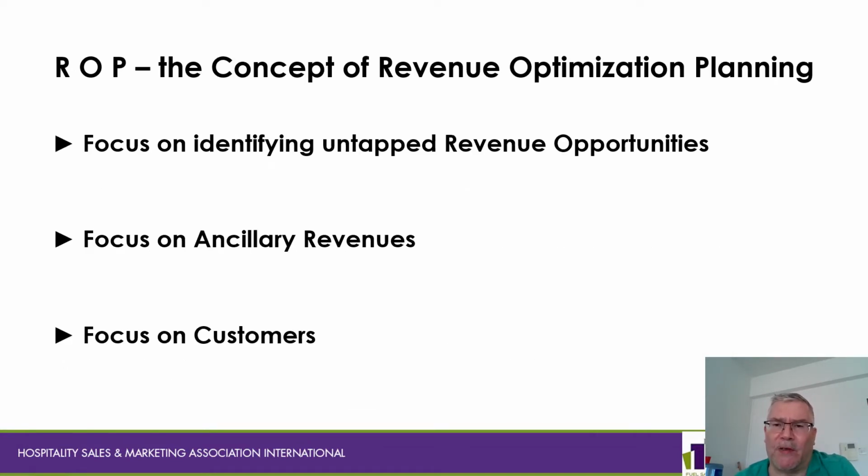Now, what is ROP, Revenue Optimization Planning, all about? 3 areas or 3 pillars. One is the focus on identifying untapped revenue opportunities. Secondly, focus on ancillary revenues, merchandise, but also areas of upselling and cross-selling, etc. And last but not least, focus on customers. We have many existing customers. We have many loyal customers. But the question is how we deal with them and how to develop a better set of customer orientation to retain them and to serve them better and of course to generate more revenues.